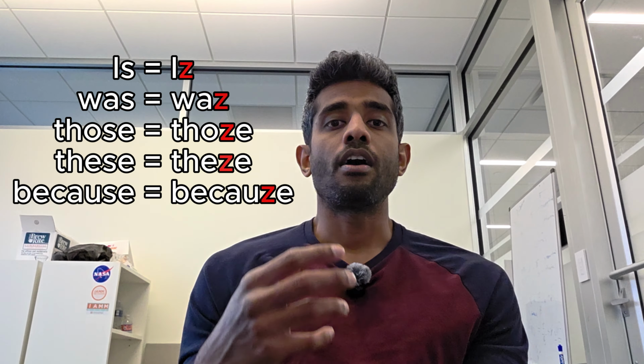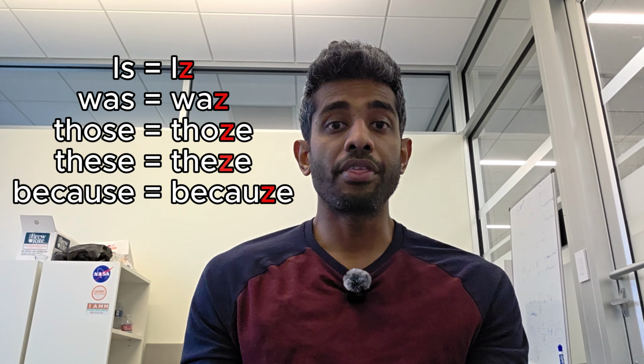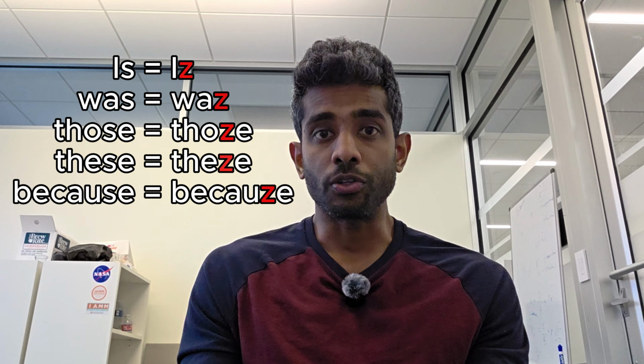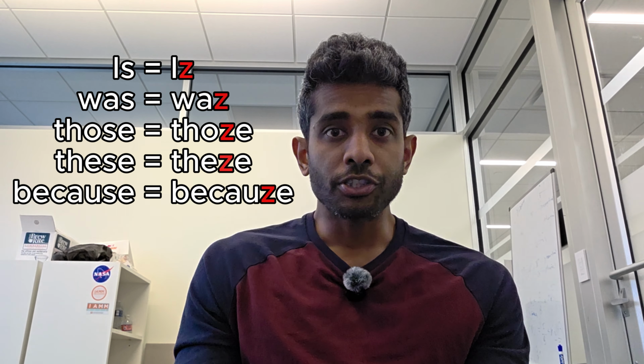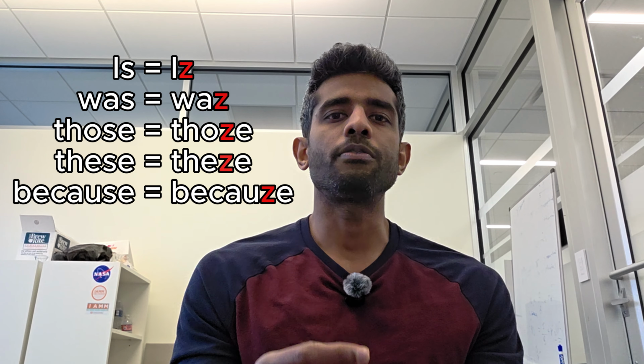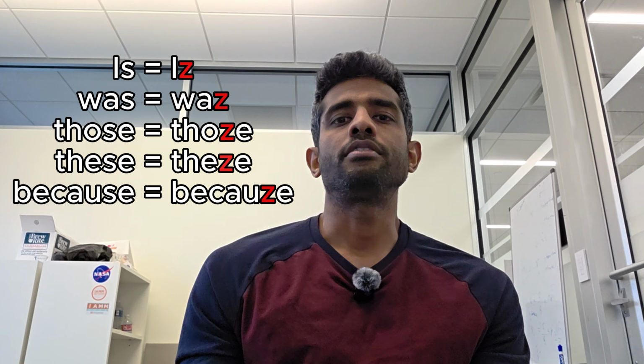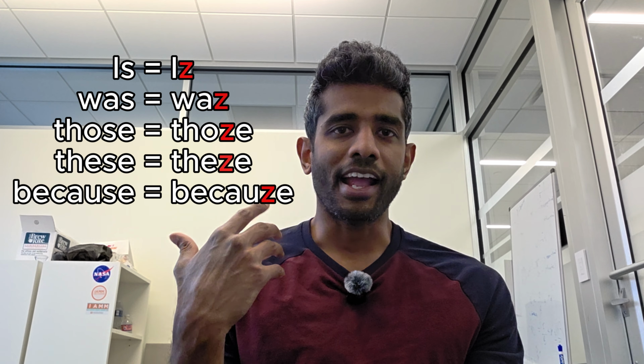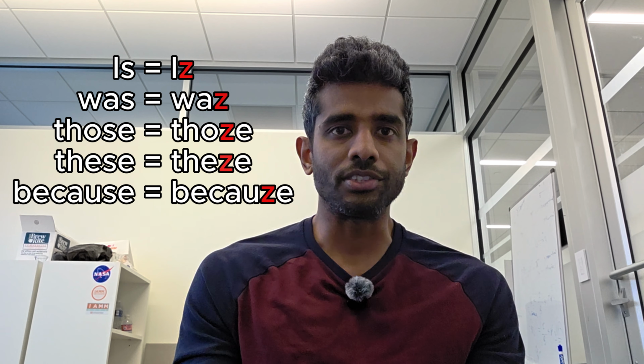Basically, in function words such as is, was, those, these, because, those function words, it's always spelled with the S, but it's not the S sound, it's actually the Z sound. So most of the function words that you find in English will contain the Z sound, but it's not a clear, definite rule.